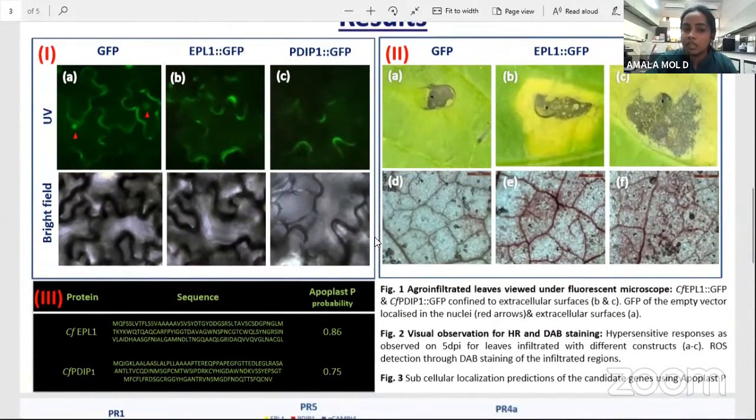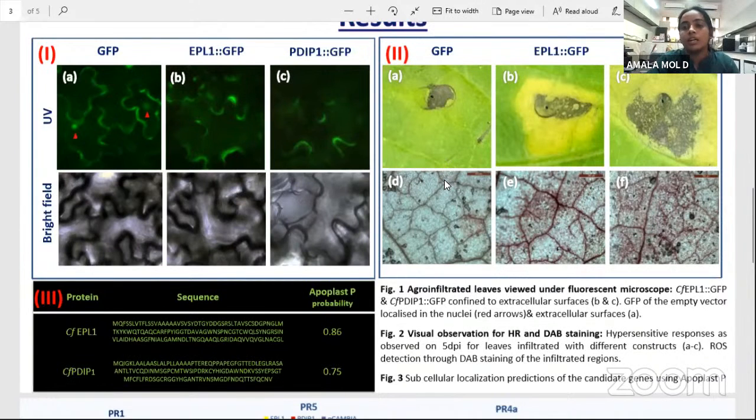Agroinfiltrated samples collected 60 hours post-infiltration, when viewed under a fluorescent microscope with a GFP filter, showed that in the samples expressing GFP alone, that is the control, the fluorescence mainly localized to the nuclei as well as the extracellular surfaces, whereas in the gene-GFP fusion constructs, the fluorescence localized exclusively to the apoplastic or extracellular surfaces alone. This goes in line with the predicted apoplastic nature of these two proteins using ApoplastP, which is an in silico tool.